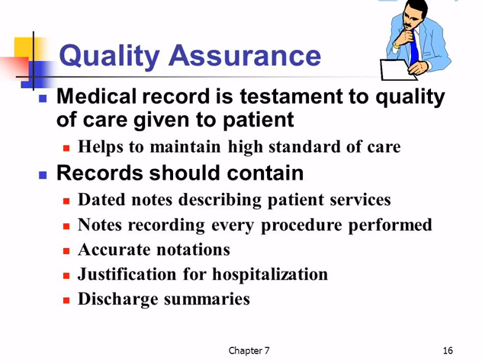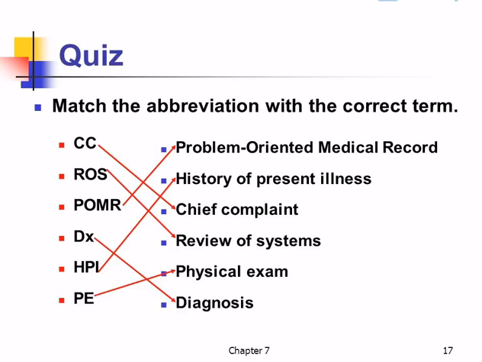Chapter 7. Quiz: match the abbreviation with the correct term. CC. ROS. POMR. DX. HPI. PE. Problem-oriented medical record. History of present illness. Chief complaint. Review of systems. Physical exam. Diagnosis.